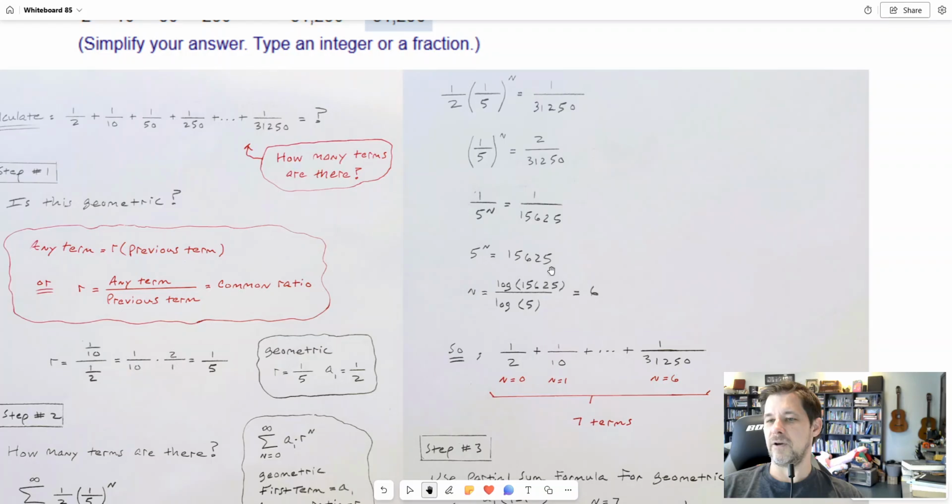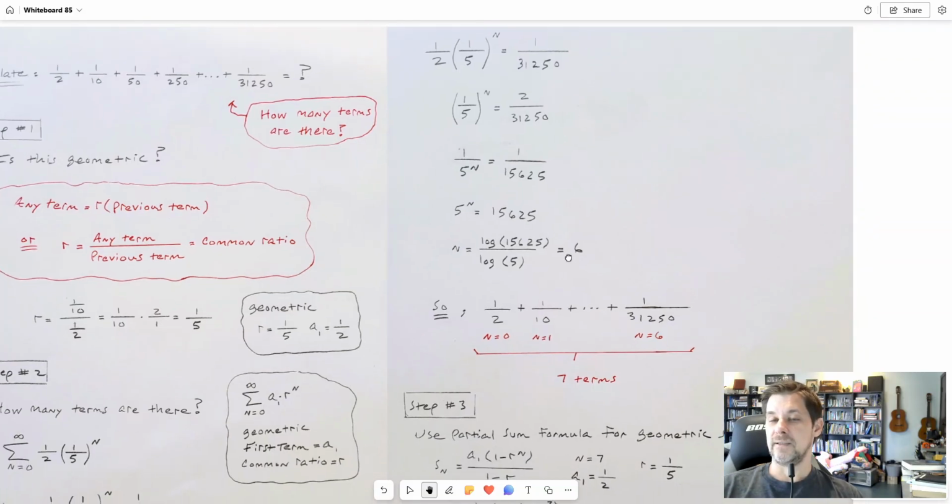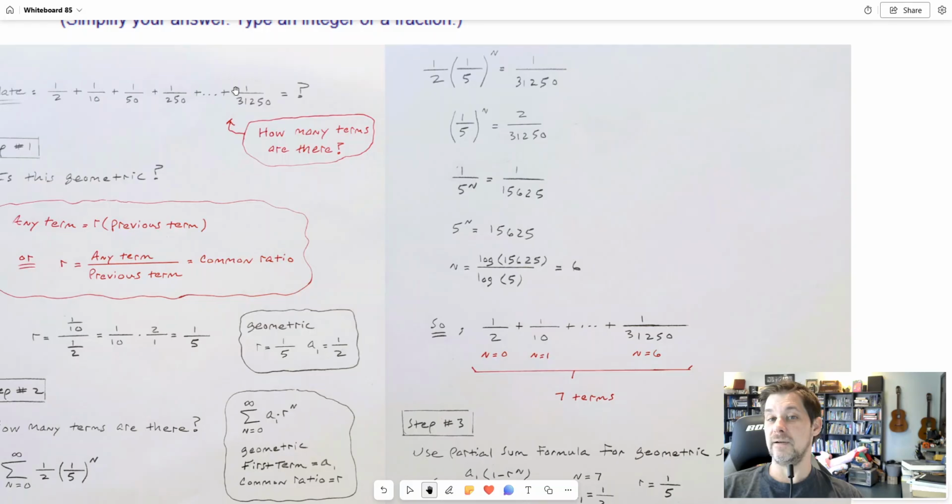I'll invert the equation, and then this is an exponential equation which you solve by logarithms. This is the change of base formula for logarithms right there, and that turns out to be 6 exactly. Okay, so what does that tell us? That tells me how many terms are here in this series. It tells me which term that is.